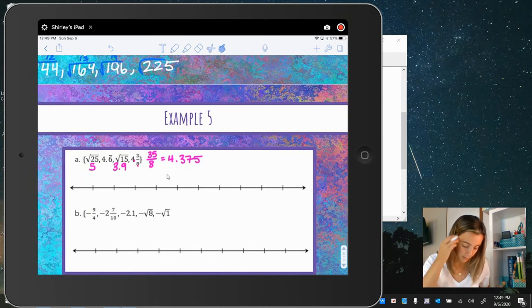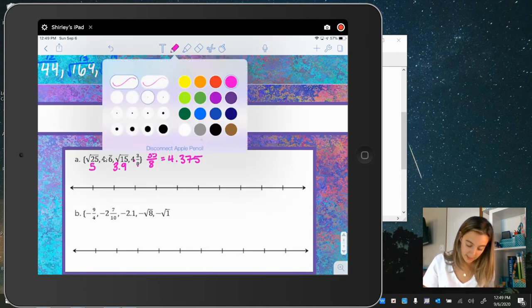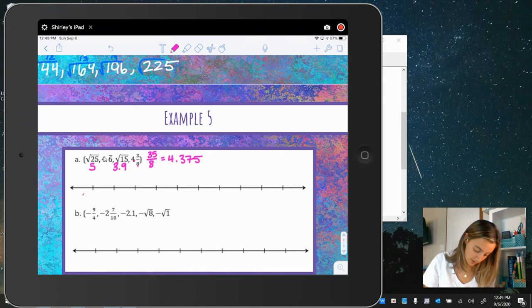My smallest number is going to be this 3.9. My largest number is 4.6. So let's go 3. I don't need any negative numbers, so I'm just going to start here. Let's say 3, 3.5, 4, 4.5, 5, 5.5, and keep counting it. When you're making your scale, you can make it whatever you want. Look at your numbers, think about what might work the best. So now I have 5.